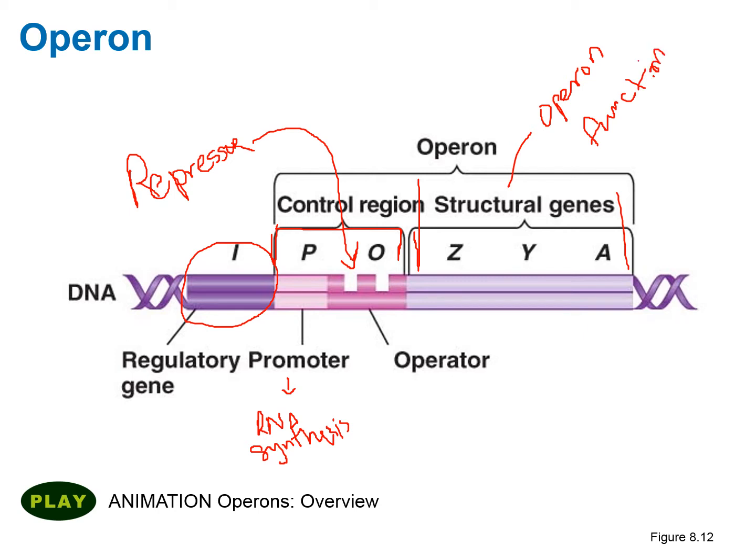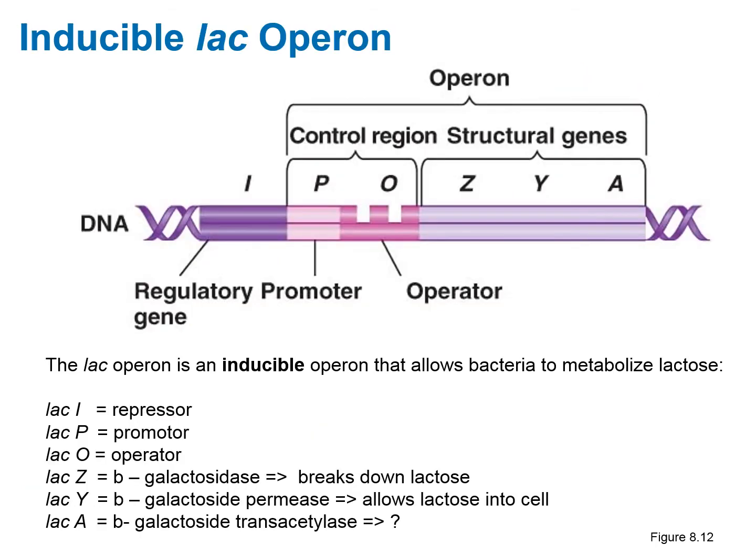All right, so I know this is new. Let's take a look at an example. Inducible operons are operons that are off. That means they're not expressed, but they can be induced. That is, under the right circumstances, the genes can be turned on and expressed.